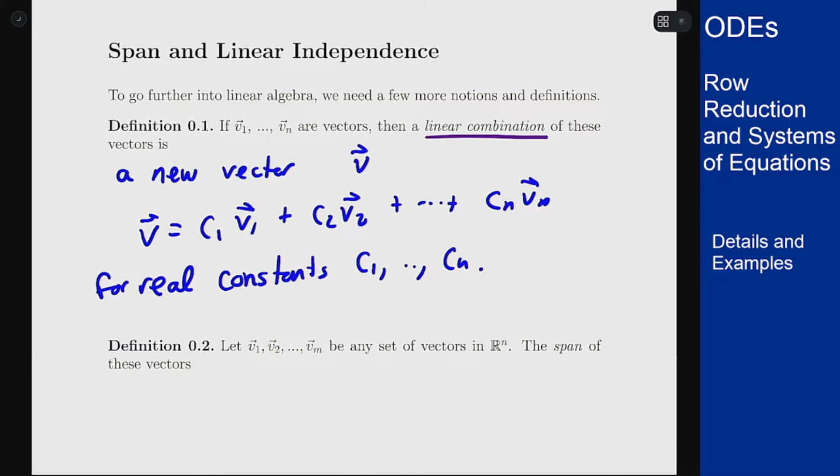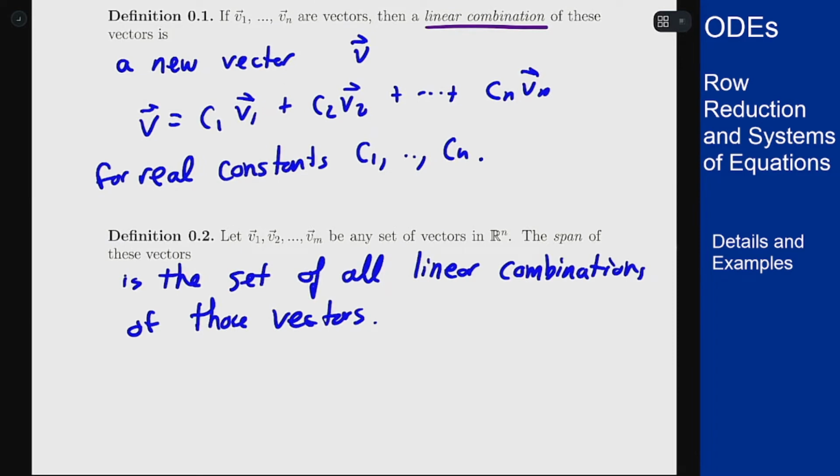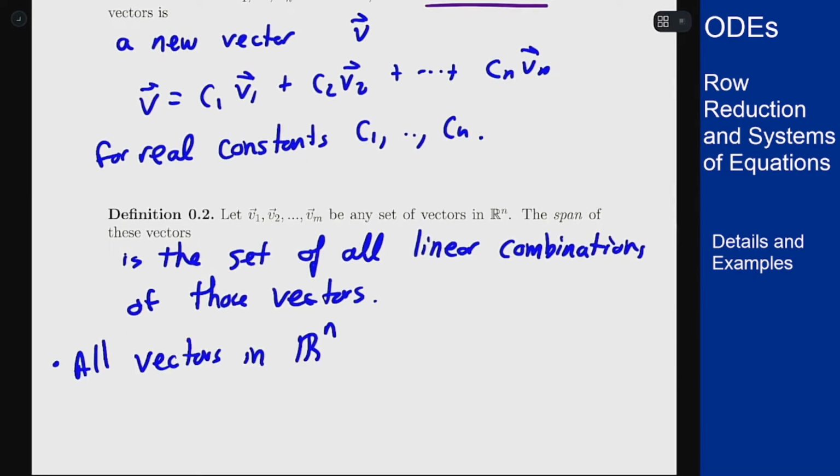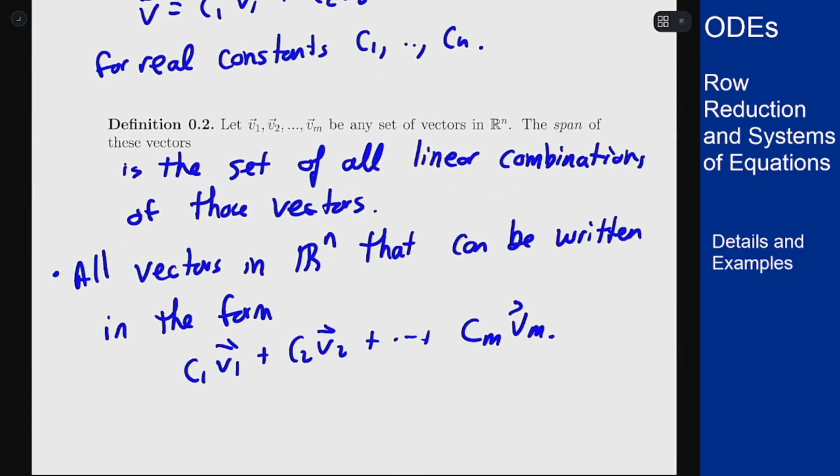Now to follow on from this, if I let v1 through vm be any set of vectors in Rn, these are n component vectors because of the n up here, but I have m of them. The span of these vectors is the set of all linear combinations of those vectors. So it's all vectors in Rn that can be written as c1v1 plus c2v2 plus up to cmvm for some choice of constants, c1 through cm. So it's a lot of vectors, infinitely many vectors. It's all that I can write of this form.